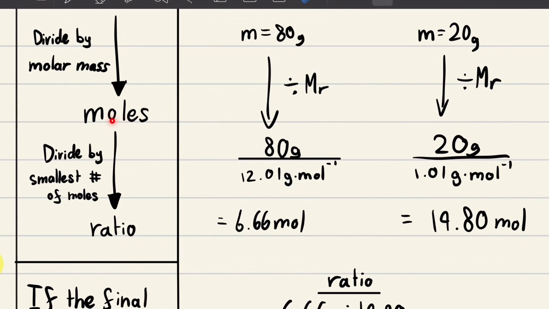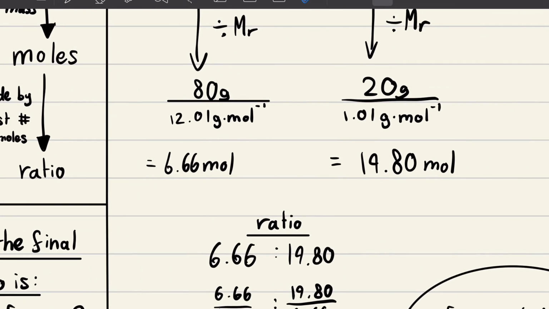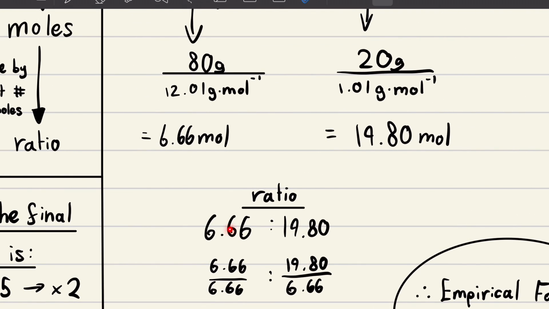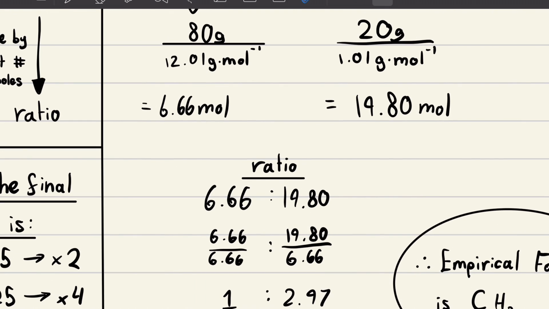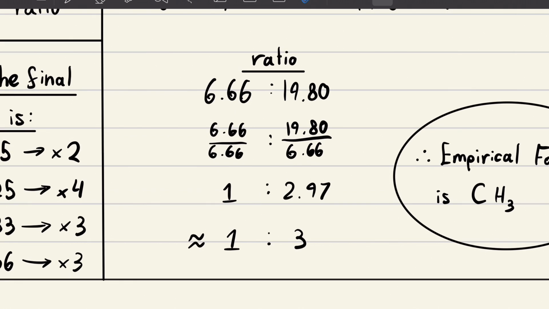And then from the moles, if we have the moles of both atoms in the compound, we can divide by the smallest number of moles to actually simplify the ratio even further. So here, if we form a ratio between the amount of moles of carbon and the amount of moles of hydrogen, and we simplify it further, we get a ratio of approximately 1 to 3.